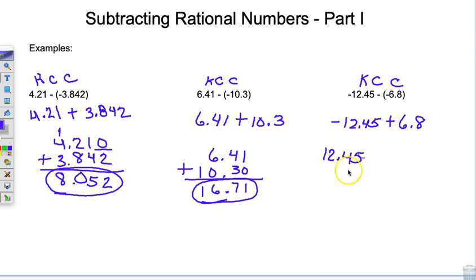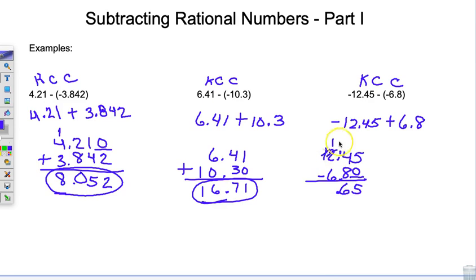Now 12.45 has a larger absolute value than the one that follows it right here. So this is the number I want to put on top. I am going to subtract from it 6.8. I do need a placeholder right there, so I'm going to place a 0 there, and I'm going to go ahead and subtract now. 0 from 5 is a 5. I can't take away 8 from 4, so I am going to borrow from the 2. That becomes a 14. 14 take away 8 is 6, bringing the decimal straight down.